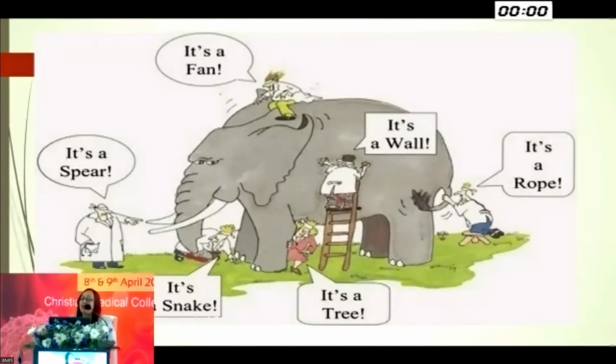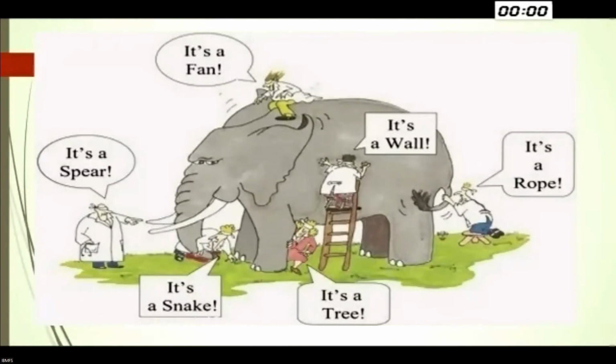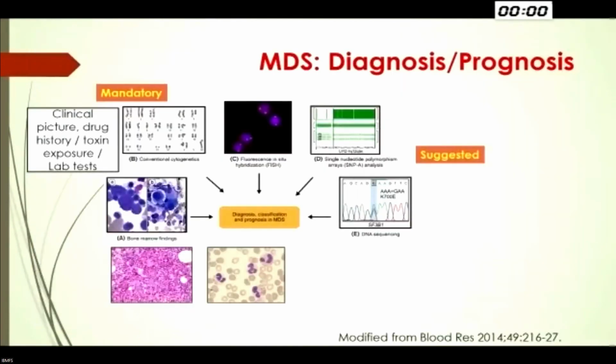A good morphologist should not be like any of these 6 blind men who are just touching a part of the elephant and jumping to the diagnosis, where the one touching the ear says it's a fan, and the one touching the tail says it's a rope. But you have to look at the entire elephant as a whole to arrive at the diagnosis. Similarly, the diagnosis of MDS is also comprehensive.